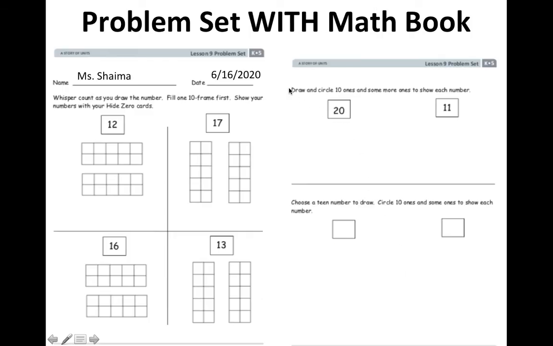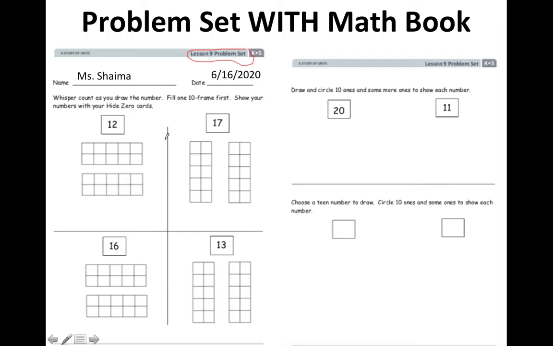Make sure you have the correct book. We're working with Module 5, so make sure you're in Module 5, Lesson 9. We're almost there towards the end. Make sure you put your date, and put the correct date, 6/16/2020.